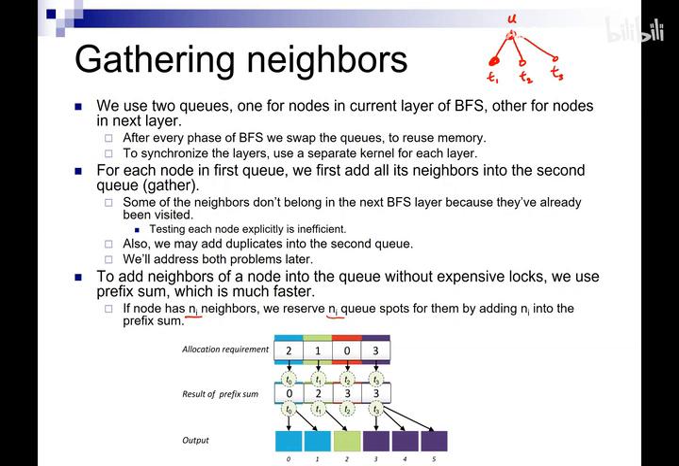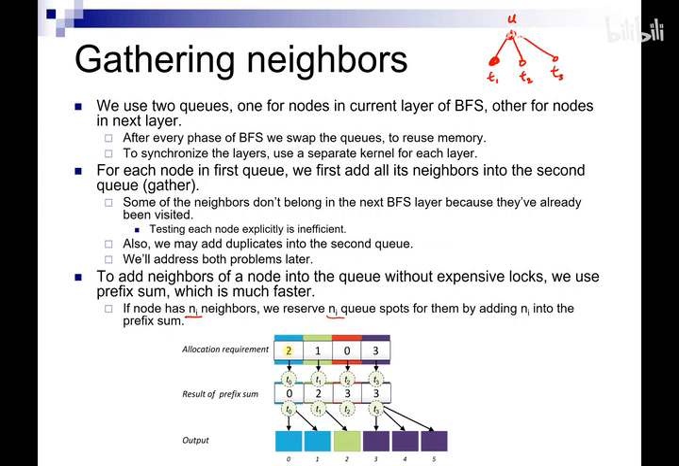Now we want to reserve enough space in the queue for the neighbors of all of these threads. So we're going to do a prefix sum on the number of locations that each thread needs. We're going to do an exclusive prefix sum. We think of the queue now as just an array, and the result of the prefix sum tells you the index at which each node should put its neighbors.